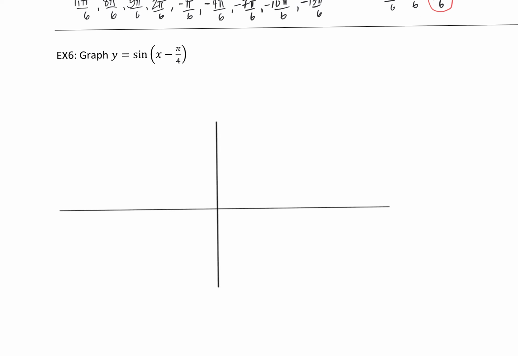Let's look at one where we have a minus. So sine of x minus pi over 4. There's no change in period or amplitude. We just have that minus pi over 4. So that would be a phase shift. And since it's a minus, we're actually going to go right. So if we're going right, we're going in the positive direction. Our phase shift is a positive pi over 4.